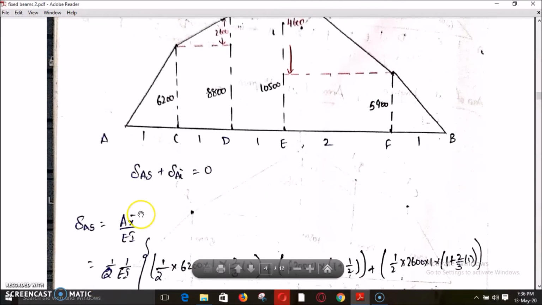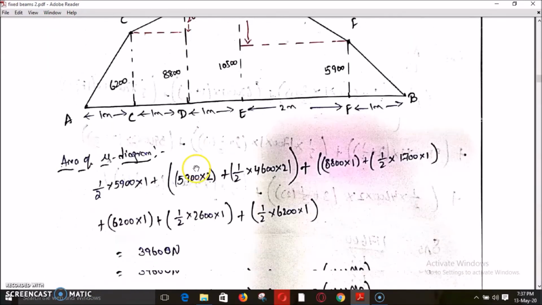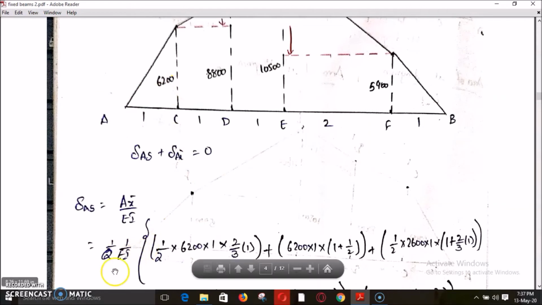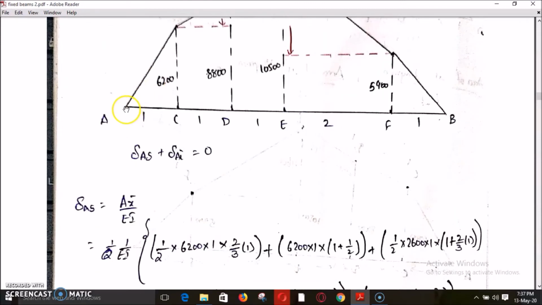Again here I consider the same markings which I had done on the previous page. Starting from the left side, E and I are the same for the entire structure. So 1 by EI into this is A X bar. Here I am calculating the deflection at this point, so we should calculate X bar from this point. From here the area is half into 6200 into 1, and X bar will be from here, 2/3 of the length, that is 2/3 of 1.